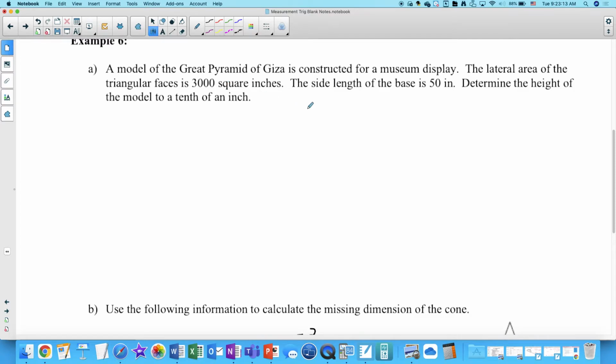Where would you start here? What's the first thing you might do? Draw it. Excellent, I would draw this thing. We know it's a square pyramid.